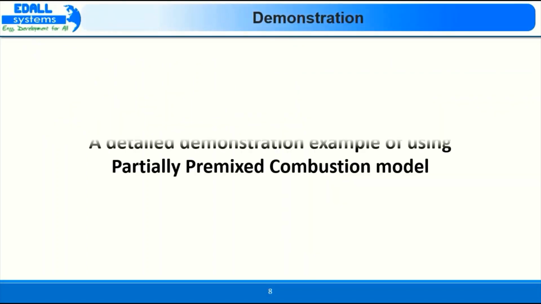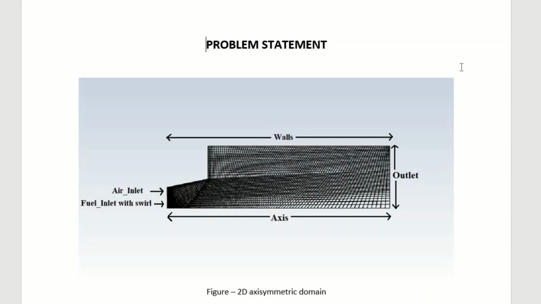Next we will see a demonstration of the partially premixed combustion model using an example. We will define a problem statement, then go into the Fluent GUI and perform each of the steps which we just discussed step by step, and carry out a simulation. Then we will analyze the results using post processing. So let's begin. This is the problem statement we'll be discussing for the partially premixed combustion model.